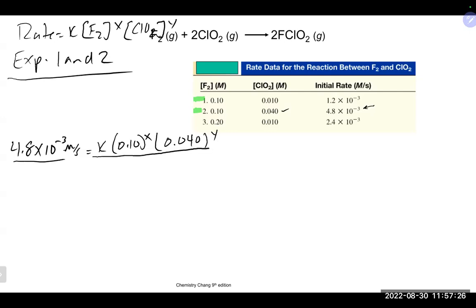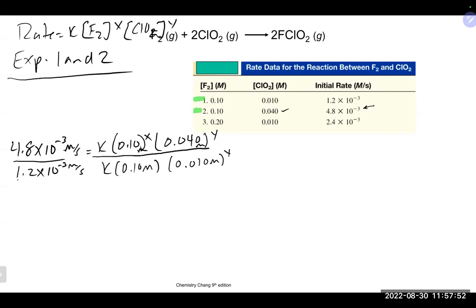So everything I just put there all comes from entry number 2 in the table. I'm now going to do the exact same thing for entry number 1 on the bottom. So that would give me a 1.2 times 10 to the minus 3 molar seconds is equal to K times our 0.1 molar and our 0.01 molar to the Y. Again, these should be molar up here. All right, now we could use a math.